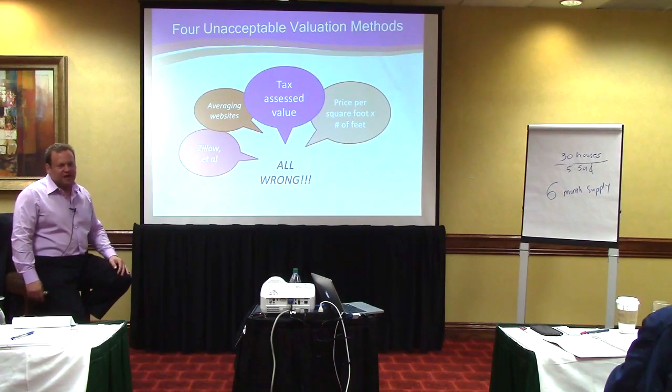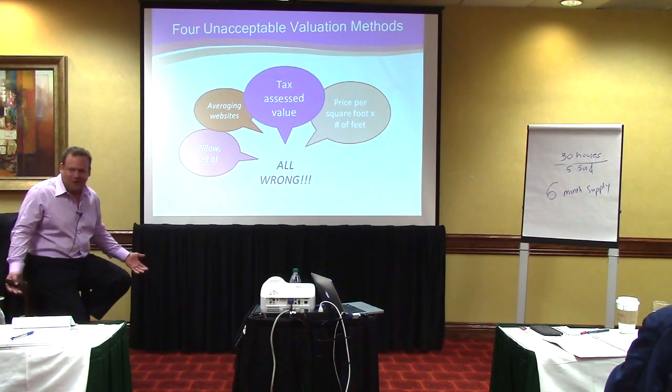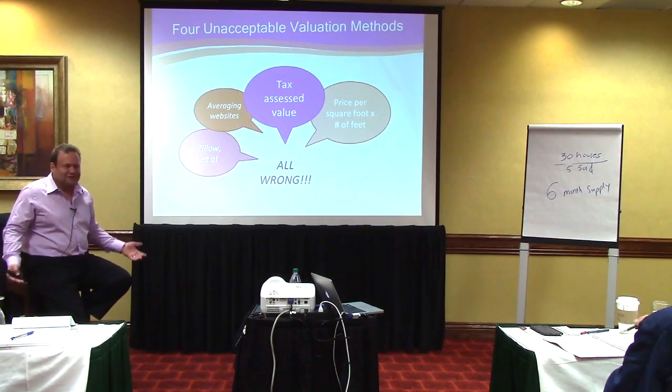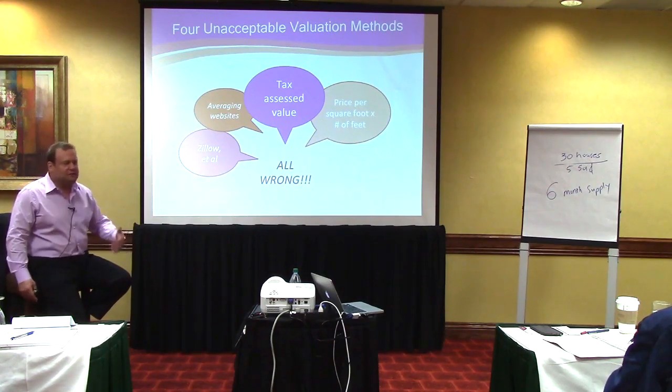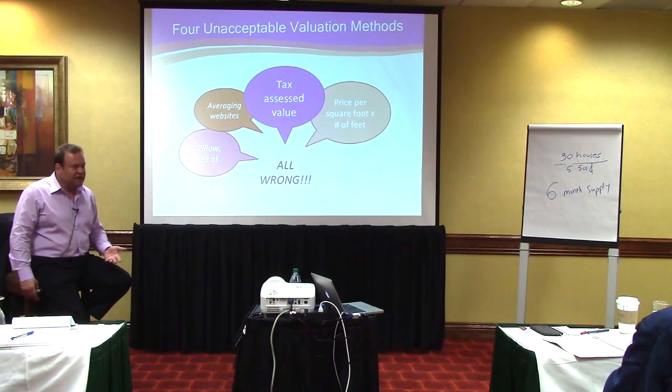Price per square foot is 300, so there's 1,000 square feet, so it's got to be worth 300,000, right? No. There's no basis in reality for that. There's no such thing. Contractors use price per square foot to bid. That's a good rule of thumb.